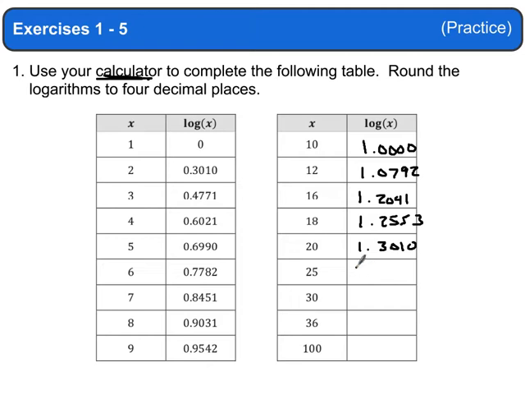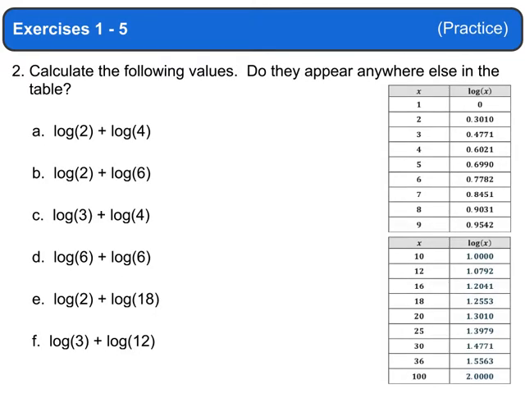And then we have 1.3010, 1.3979, 1.4771, 1.5563, and then we would have 2.0000. So we're going to use these tables to help us do some logarithms on the next page, because we're going to discover another property. So in number 2, it says to calculate the following values.